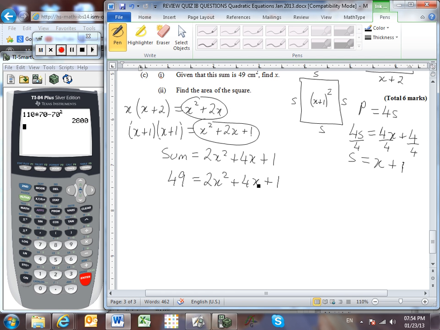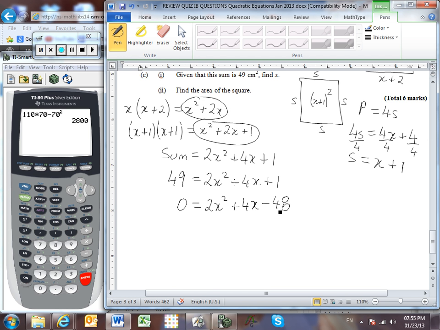A good way of doing this might be to bring everything to the same side of the equation. My x squared is already a positive term, so let's bring the 49 over to the right side of the equation where it becomes a negative 49. And positive 1 minus 49 leaves me with negative 48. I suppose I could use the poly root finder at this point on the calculator, and I could put in 2, 4, and negative 48.